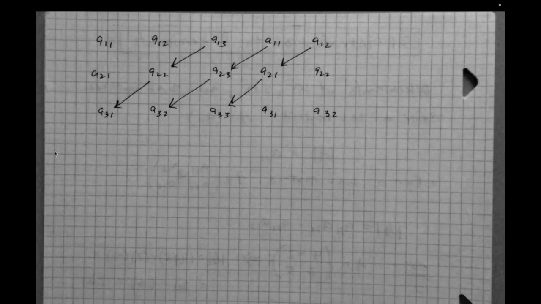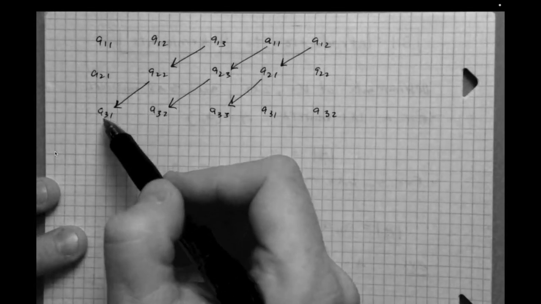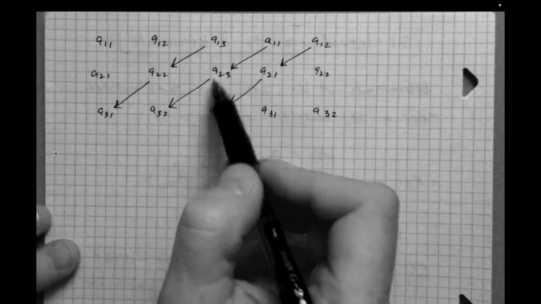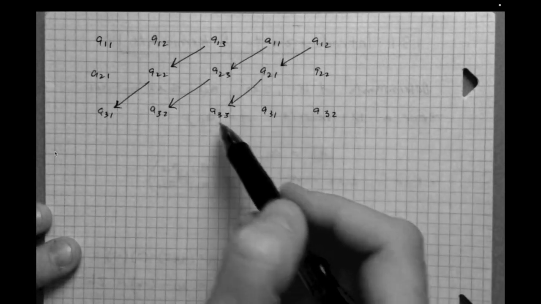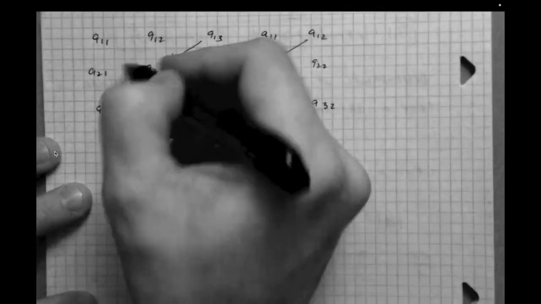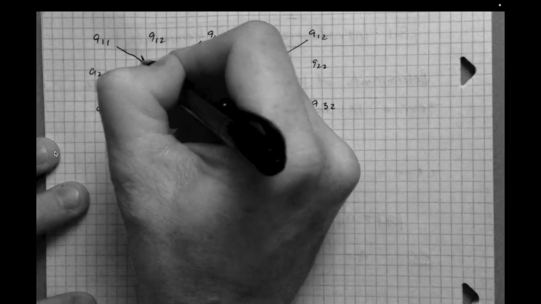Those three products will get you 3 of the 6 entries in the linear sum that we just saw. So you've got A31, A22, A13, multiply those together. A32, A23, A11, multiply those together. A33, A21, A12, multiply those together. Now the other 3 come from the opposite direction.